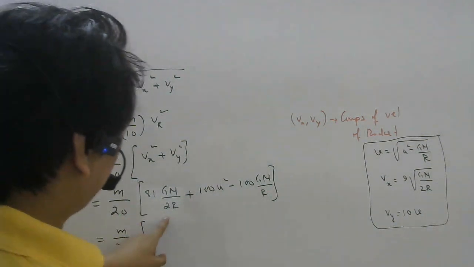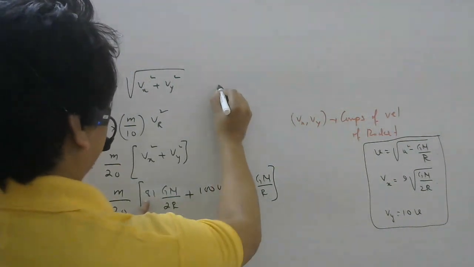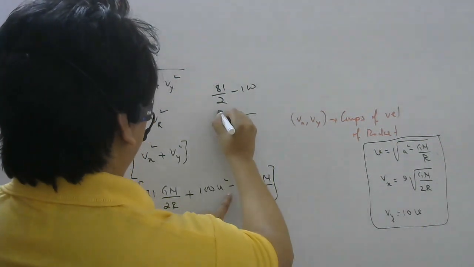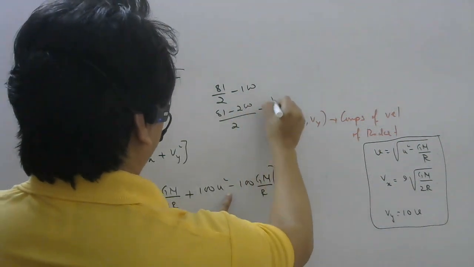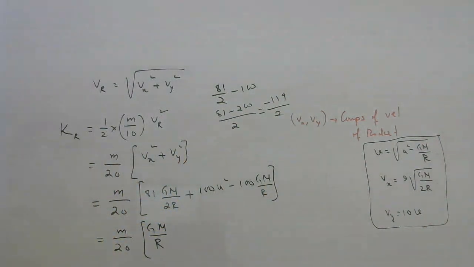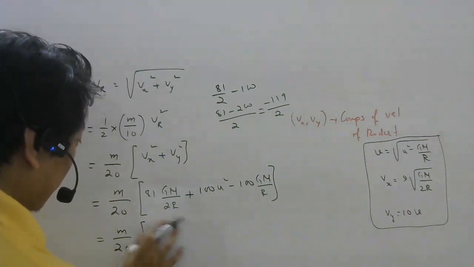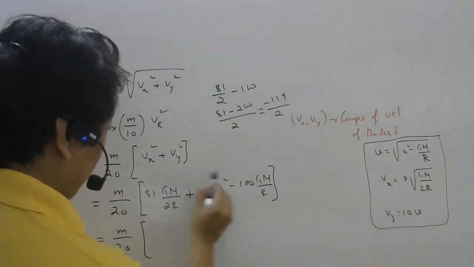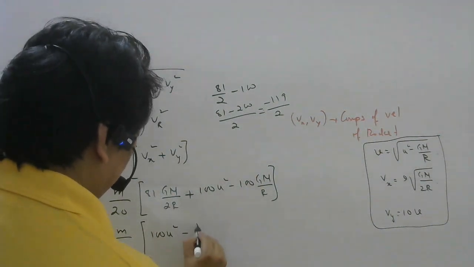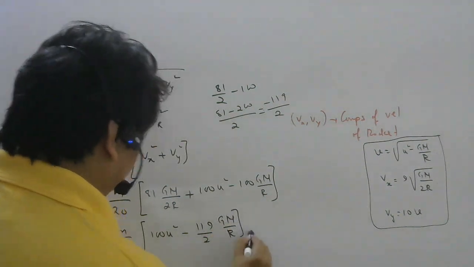So 81 by 2 minus 100, GM by r is common. So 81 by 2 here minus 100. That will be 81 minus 200, so minus 119 by 2. Am I right? Yes. So let me write it this way. This minus this will be, first let me write this one, 100 u square, and this minus this is how much? Minus 119 by 2 GM by r.